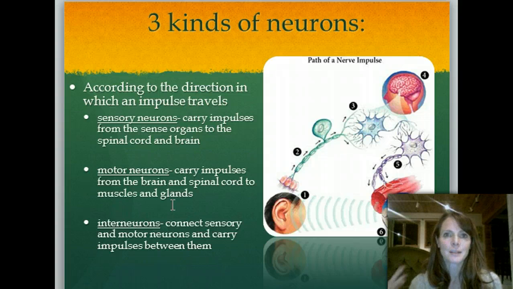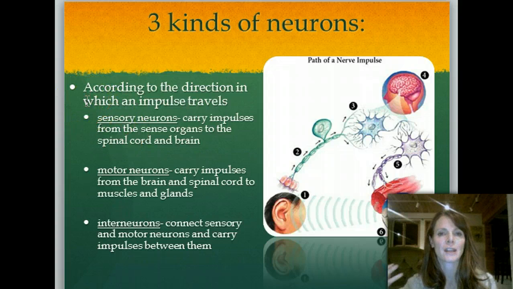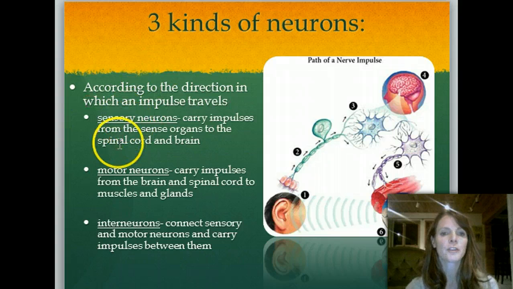So basically, we talked about the classification of neurons, but we have different types of neurons that do different things. Okay, so what we do is we put them according to what direction the impulse travels, should I say. Remember, you have that electrical impulse that's traveling along that neuron. So a sensory neuron carries impulses from the sense organs to the spinal cord and brain.